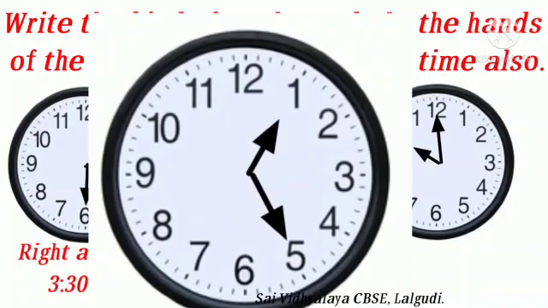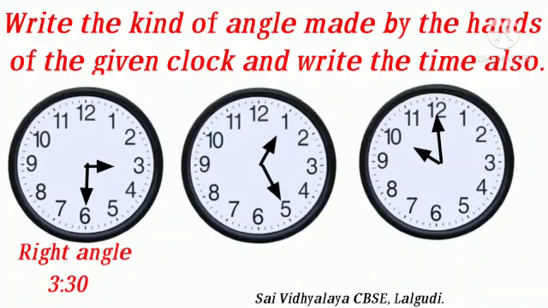Now look at the next clock. What kind of angle is shown in the clock? More than a right angle. Yes, more than a right angle. Now write the time. Here shorthand shows number 1 and longhand shows 5. It means the time is 1:25. Yes, 1:25.